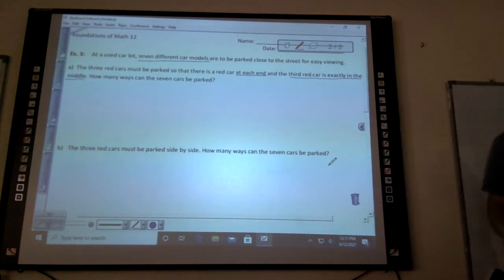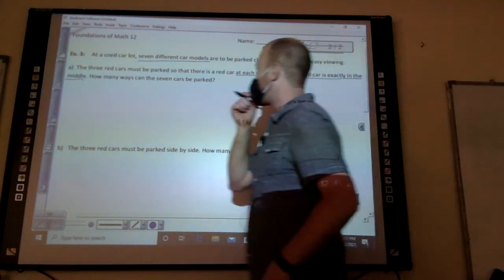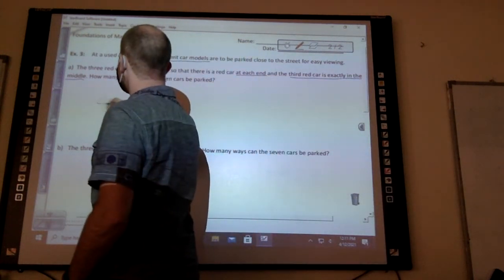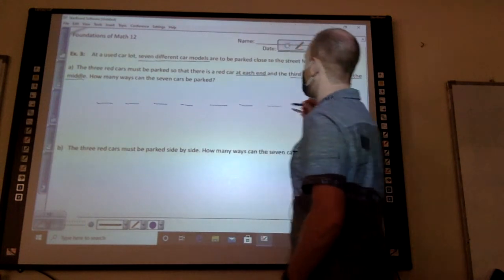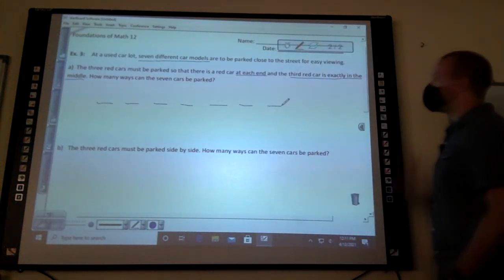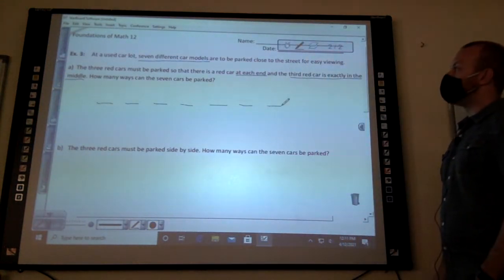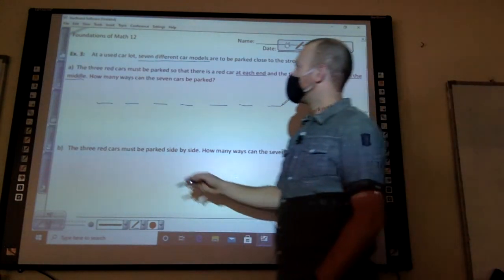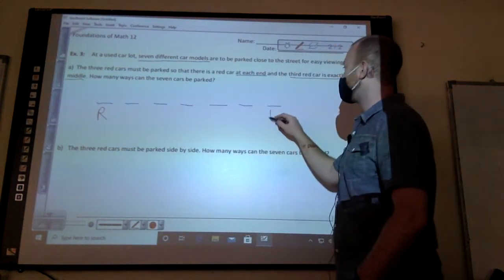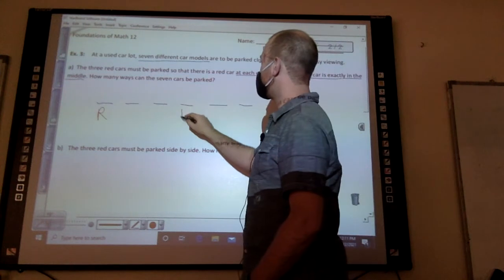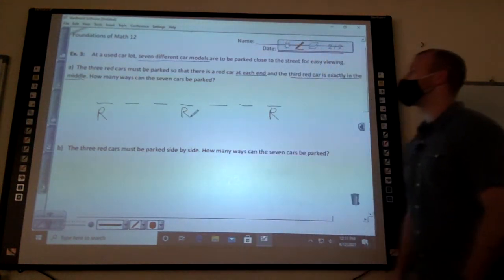So this example, it's really good if you actually draw this out. Otherwise it's going to be confusing. So I've got 7 cars, so we'll go 1, 2, 3, 4, 5, 6, 7. And we are told that I must have, does it say anything about the other ones? No. So I must have a red car here. I must have a red car here and in the middle. Those are the only restrictions.